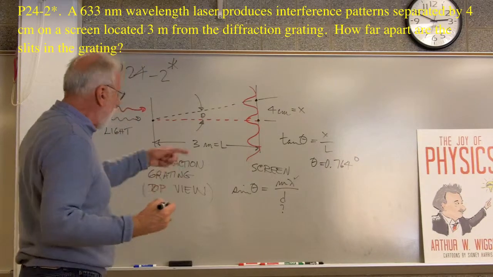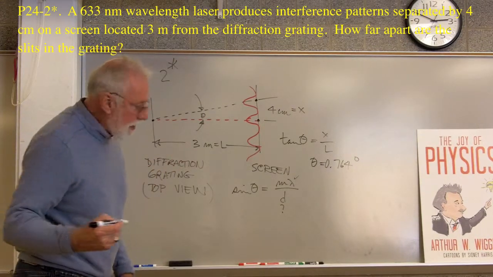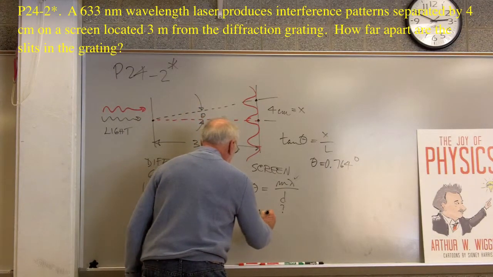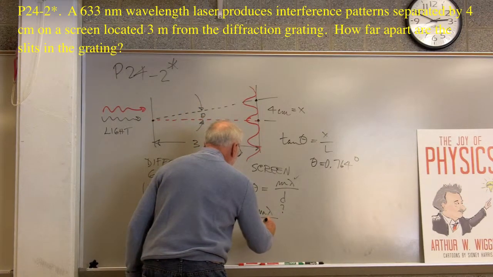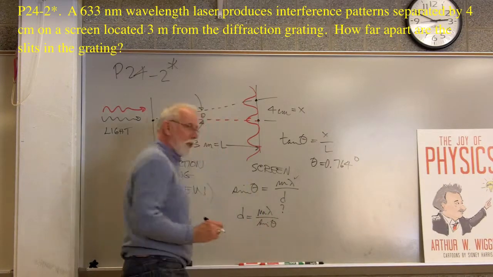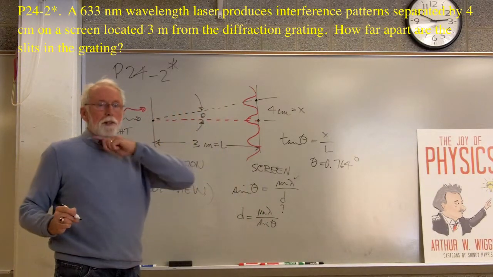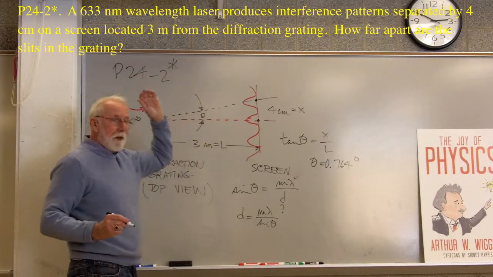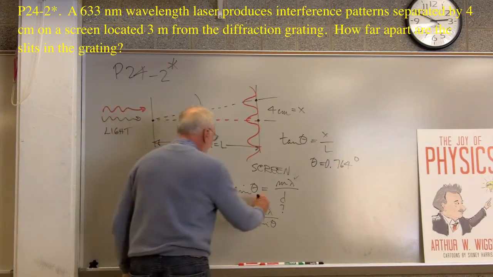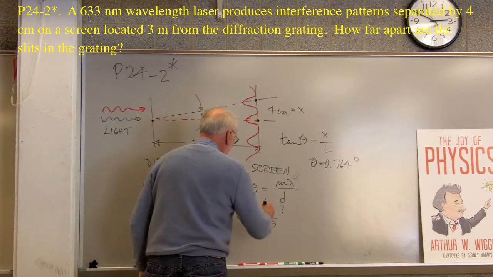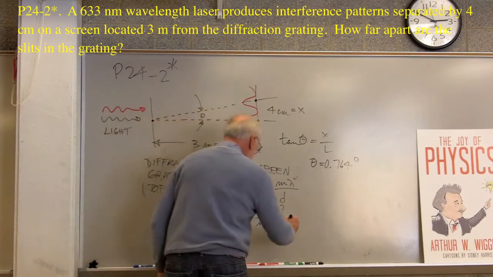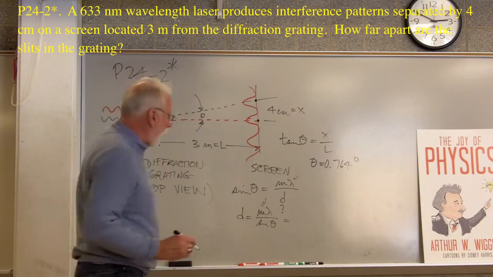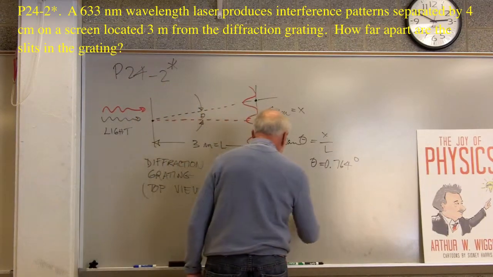So then, if we solve this for d, we find that d is equal to m lambda over sine theta. Now what's m? That's an integer that defines which of the bright spots this is. And this is the first bright spot off to the side of the center, so m is 1. So now we can put in the lambda and the sine theta and solve for d, and it turns out that d is 4.75 times 10 to the minus 5 meters.